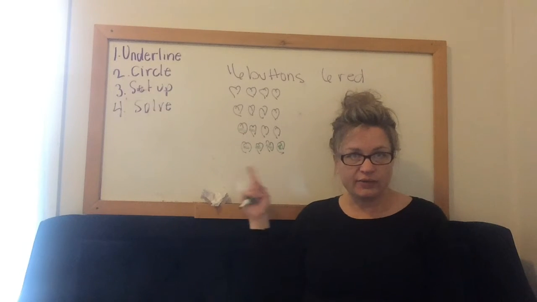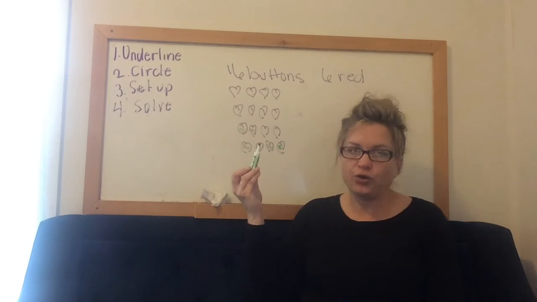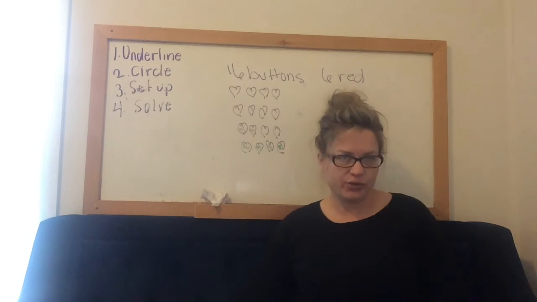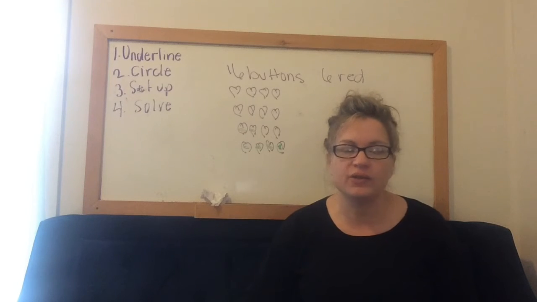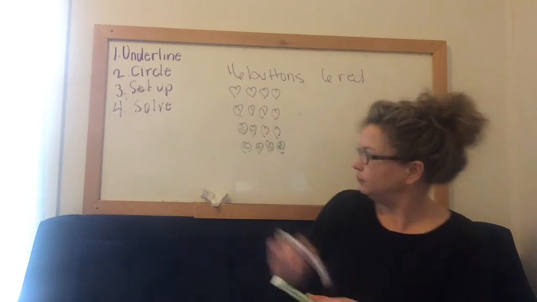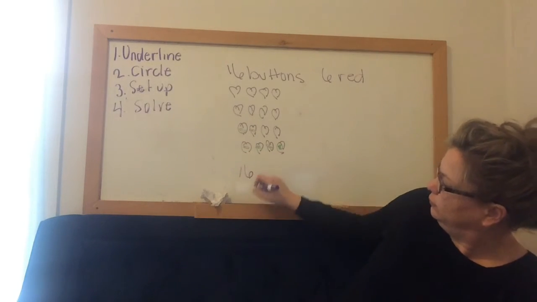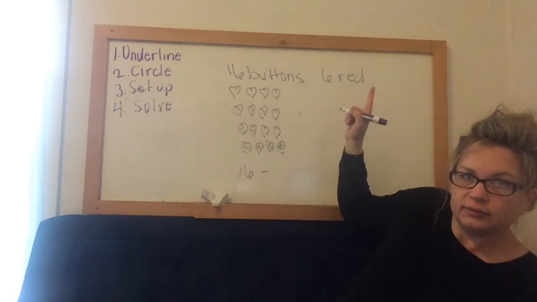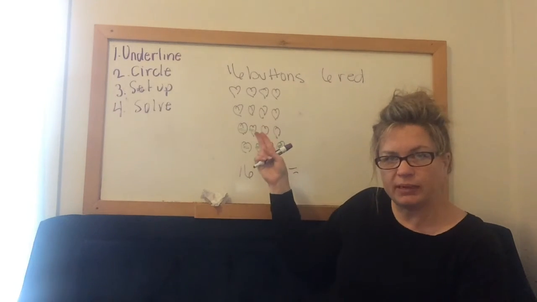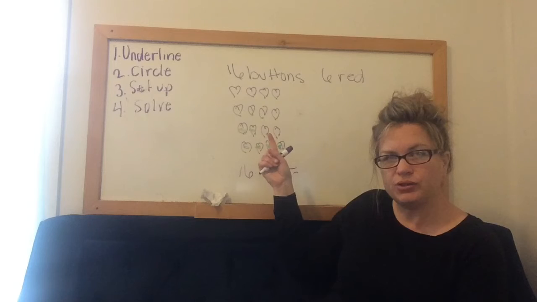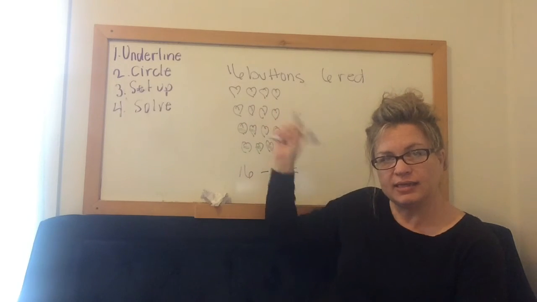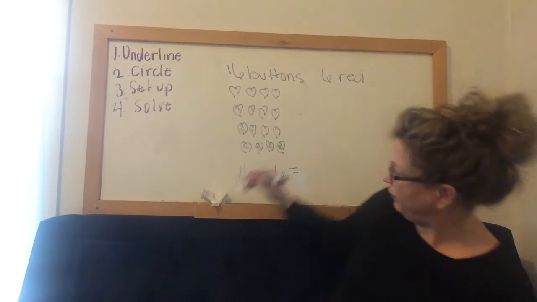Okay, so now I have 6 of them that are green/red. Then when we go down to the solve it, I can just go ahead and set this problem up real easy. I have 16 take away 6. Simply using my drawing, I can see that I have 1, 2, 3, 4, 5, 6, 7, 8, 9, 10 buttons left that are not red.